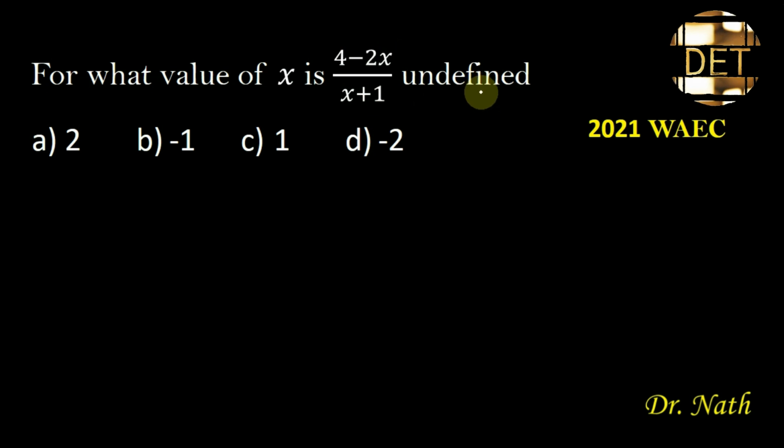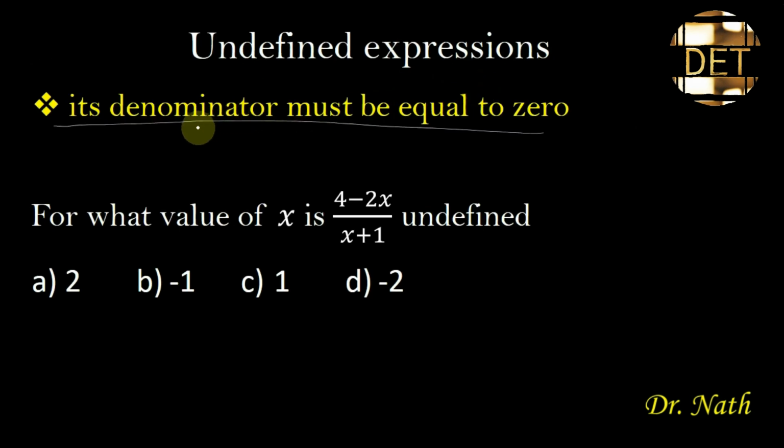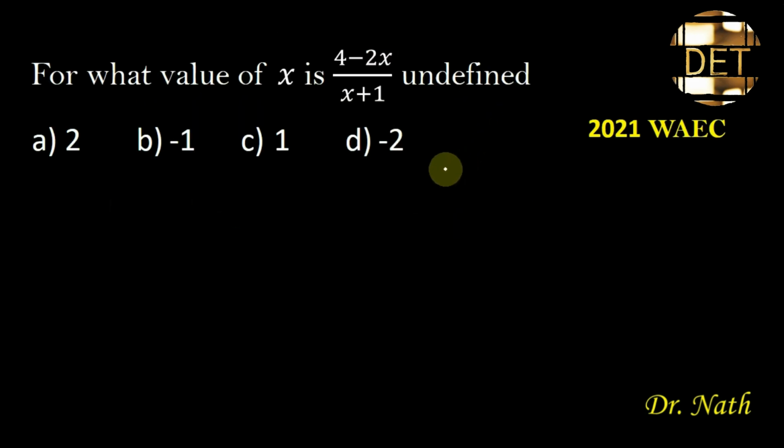Like I said before, for any expression to be undefined in mathematics, its denominator must be equal to 0. The expression is 4 minus 2x all over x plus 1, and the denominator here is x plus 1. So for this expression to be undefined, x plus 1 must be equal to 0. If x plus 1 is equal to 0, what will be x?